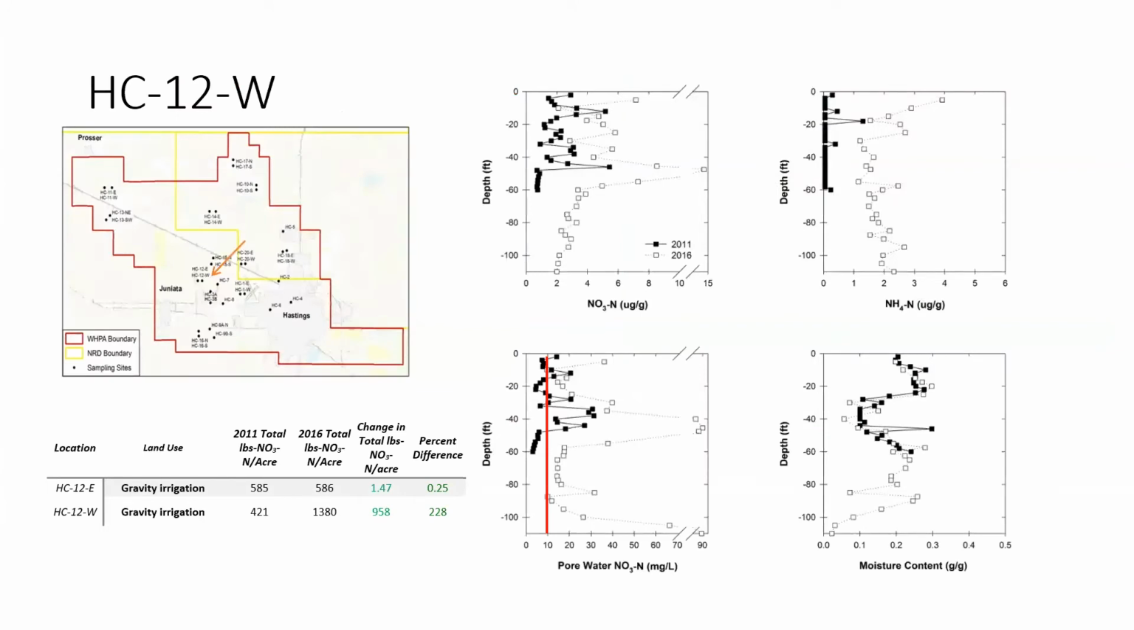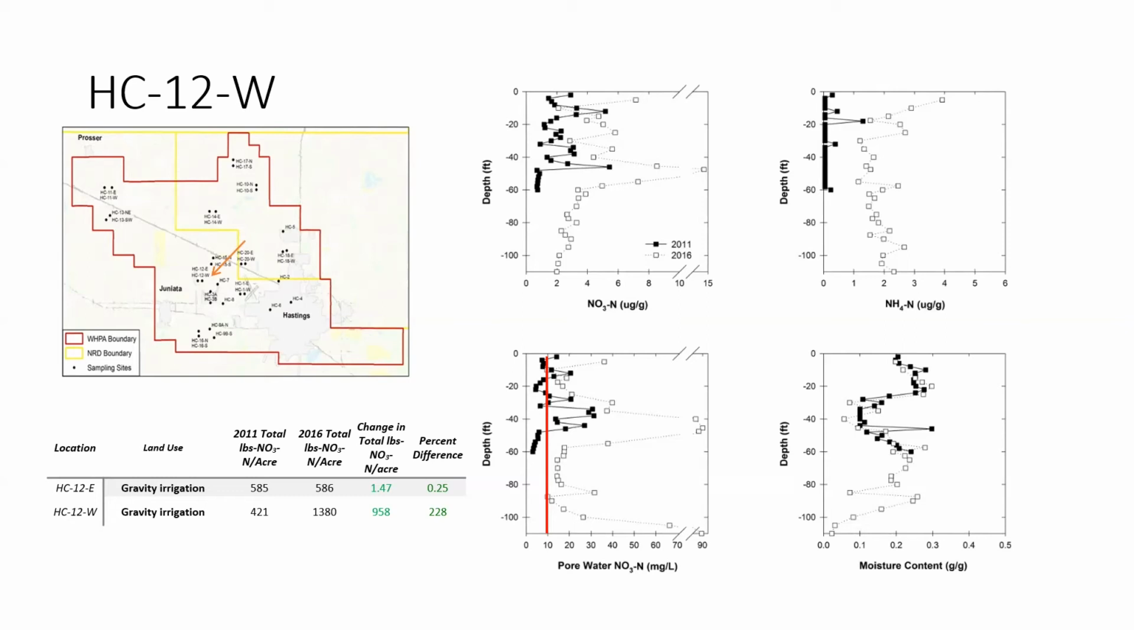Just a couple of examples of the nitrate profiles. This one is from a gravity irrigated field, comparing the 2011 totals to the 2016 totals. We saw at one side of the field relatively constant amount of nitrate-nitrogen stored in the vadose zone. At the other end of the field, we saw almost 200% increase in the amount of nitrate-nitrogen stored in the vadose zone. And these profiles kind of show the change with depth.